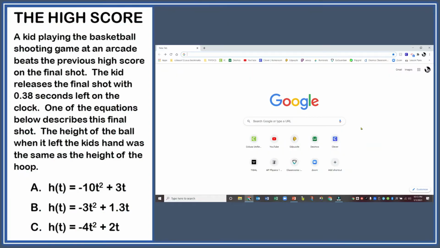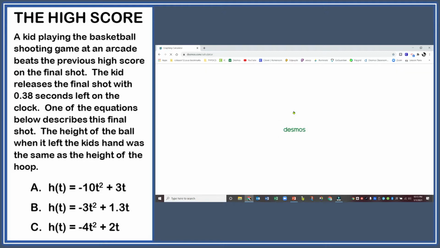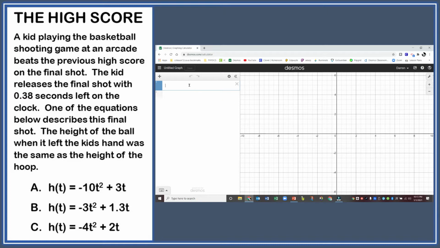To solve this problem, I'm going to use the Desmos graphing calculator. So I go to desmos.com, I choose graphing calculator, and then I'm going to put in all three of my equations and graph them on the same graph and see what it looks like. My first equation is h of t equals negative 10t squared plus 3t.